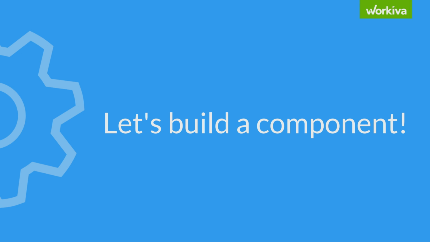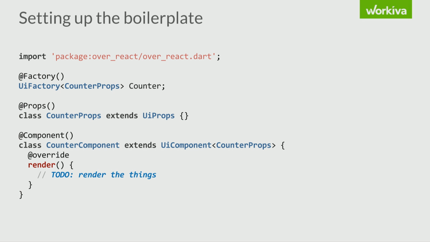So now that we've seen how to build a component, let's actually do it. Let's build a component. So what I want to build is a counter component, because I think computers can probably count better than I can. So this counter component is going to be a button that when I click on it, it's going to increment the count. You get the gist of it.